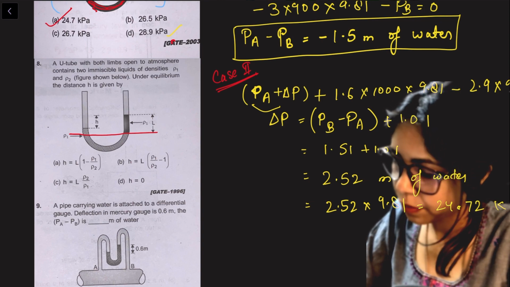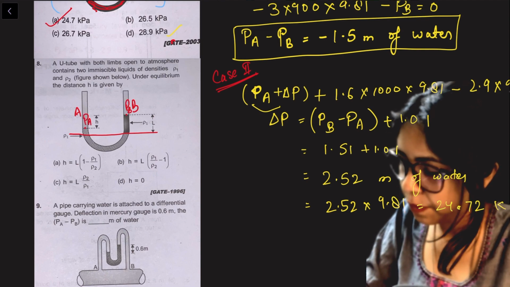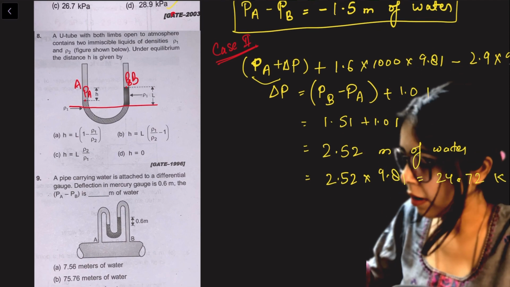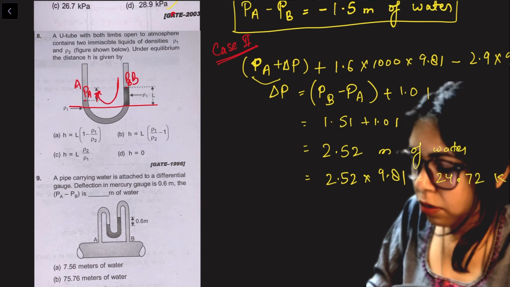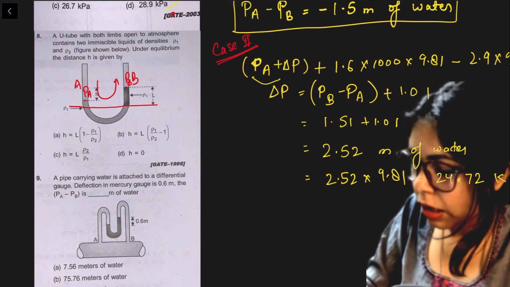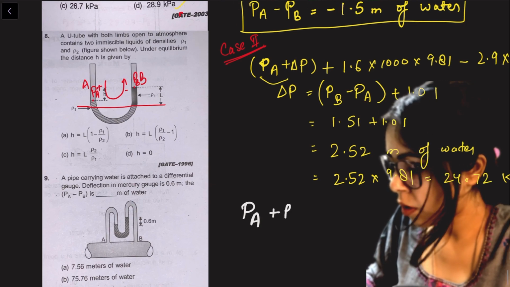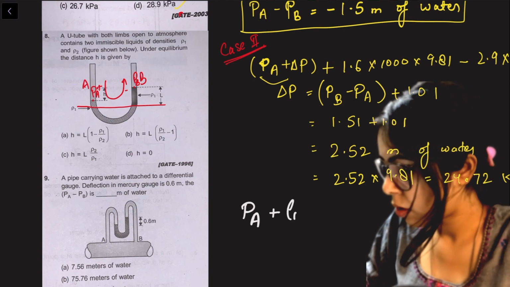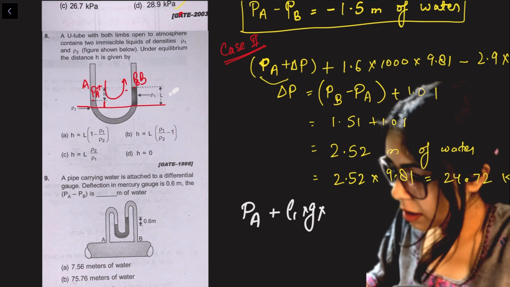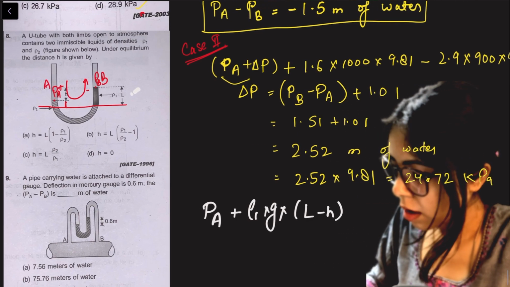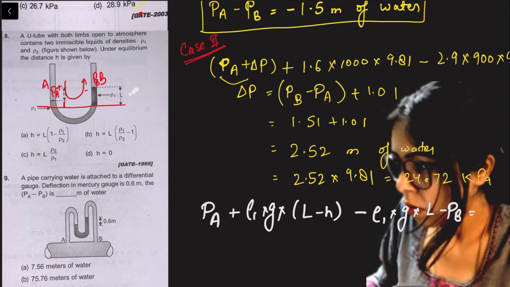This is, let's say this is limb A and this is limb B. Okay, there may be some pressure here PA, there may be some pressure here PB. If I write the equation, and from anywhere, if I am going down, I will see, if I go from right to left like this, going down positive, going up negative. If I am going left to right, anything I can do. So PA plus rho 1 into G into height is L minus H. This much height is L minus H. So it is L minus H. Okay, minus rho 1 into G into L minus PB equal to 0.